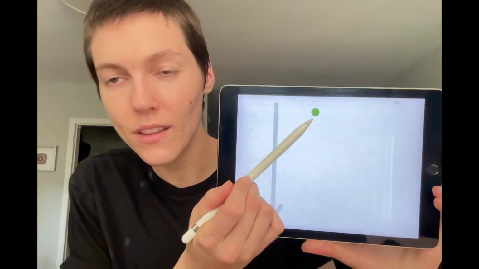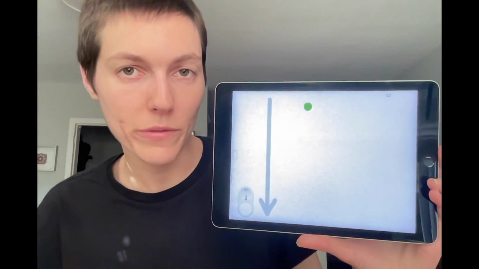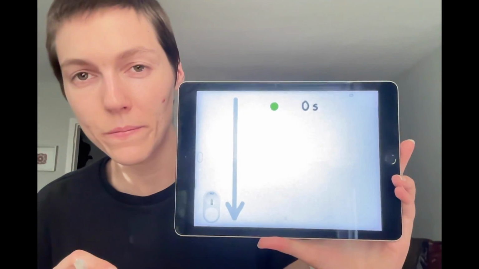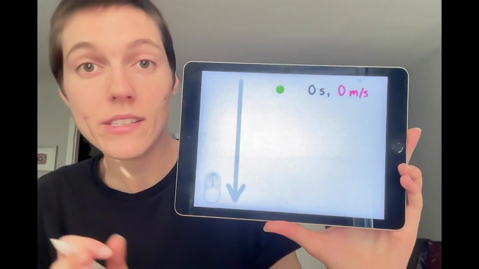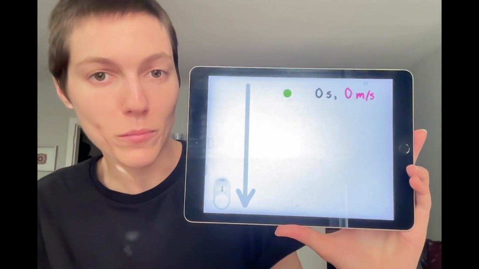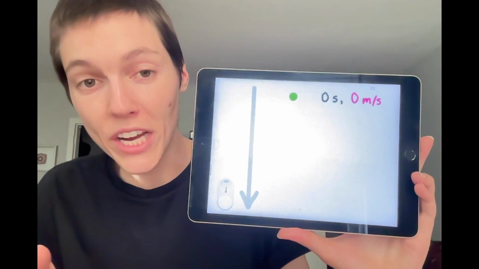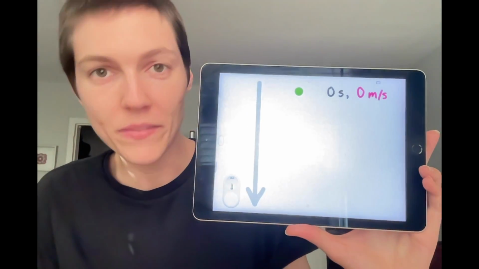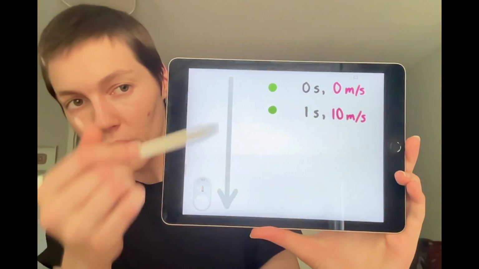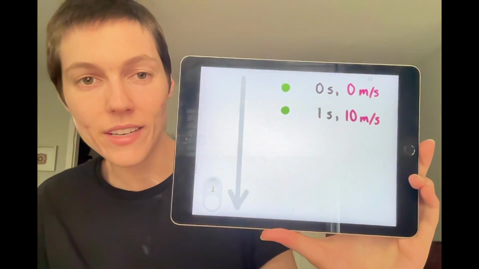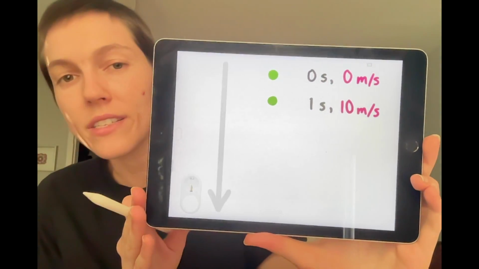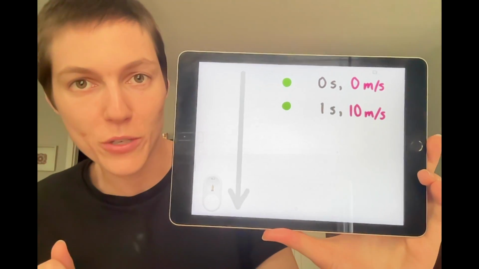This dot represents the lime's position at the exact moment we let go of it. We'll call this time 0 seconds, since it's the very start of the lime's journey. Here at time 0 seconds, the lime has literally just been released from rest, so its velocity is 0 meters per second at the moment. We let it go, and its velocity changes at a rate of 10 meters per second every second. This dot represents the lime 1 second later. It's fallen a little bit, and since 1 second has passed, its velocity has now changed by 10 meters per second. So at time 1 second, it has a velocity of 10 meters per second.